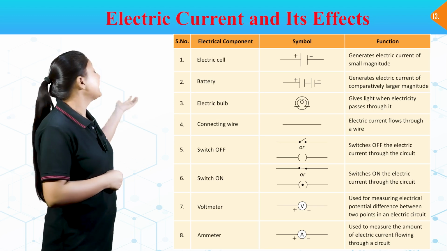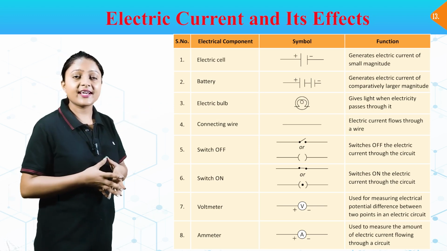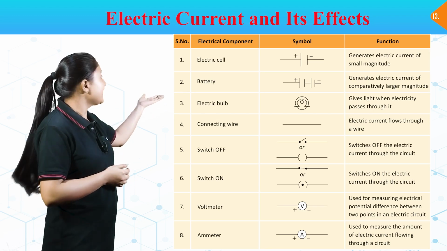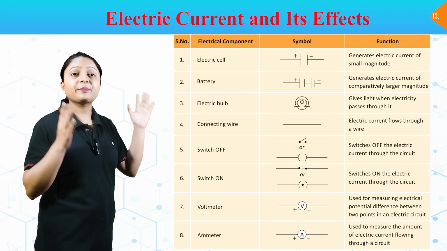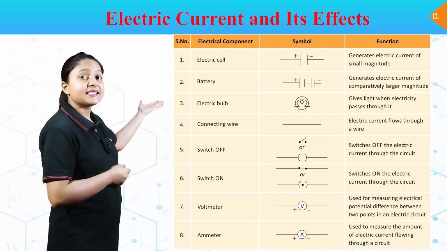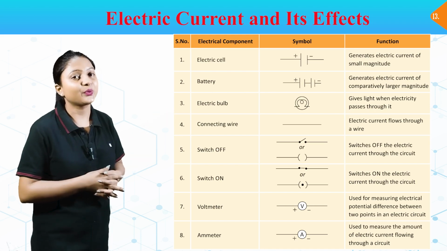Electrical component. Electric cell. Symbol. Function. Generates electric current of small magnitude. Number 2. Battery. Its symbol and function. Generates electric current of comparatively larger magnitude. Number 3. Electric bulb. Symbol. Function. Gives light when electricity passes through it.